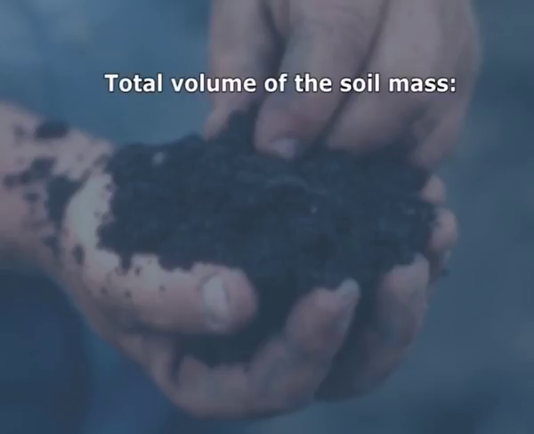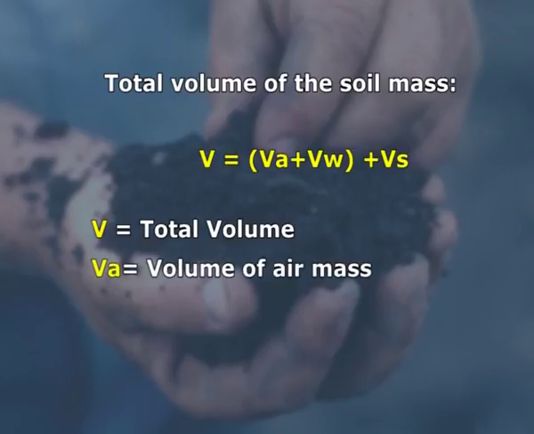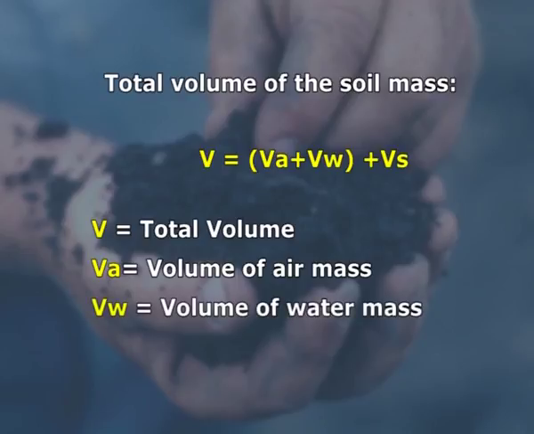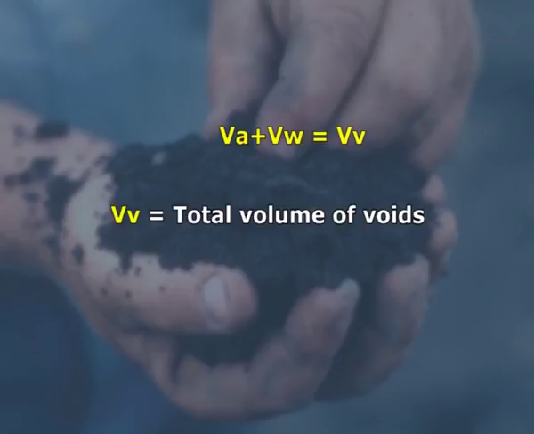Total volume of the soil mass V equals Va plus Vw plus Vs, where V equals total volume, Va is the volume of air mass, Vw is the volume of water mass, Vs is the volume of solids, but Va plus Vw equals Vv, where Vv is the total volume of voids. So, V equals Vv plus Vs.